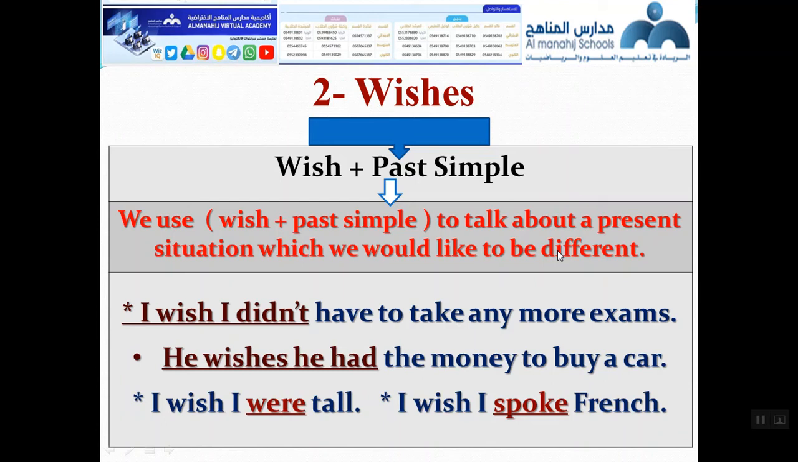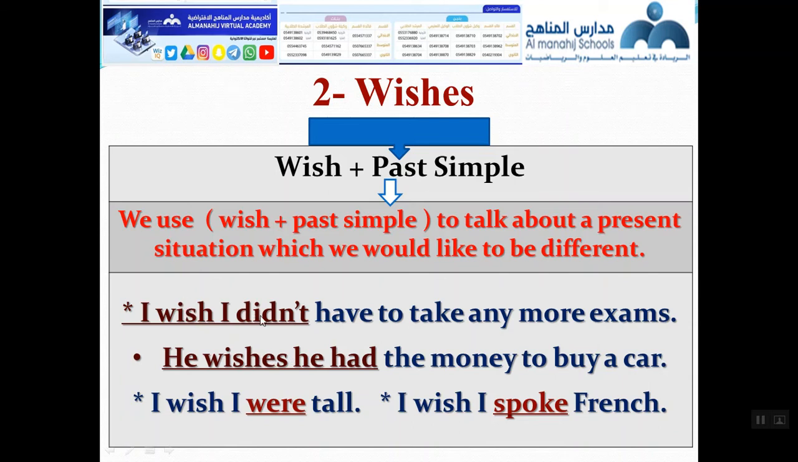I wish. To express this wish, I use the verb wish plus past simple tense. Like in this example, I wish I didn't have to take any more exams. Number two, he wishes. Here I used wishes, not wish like here, because with he, she, it, or a singular noun, this is present simple tense. I add s or es or ies to the verb. He wishes, she wishes, it wishes, Muhammad wishes. He wishes he had the money to buy a car.